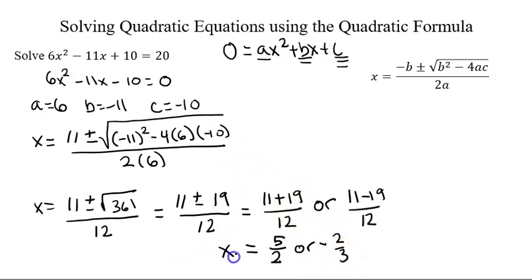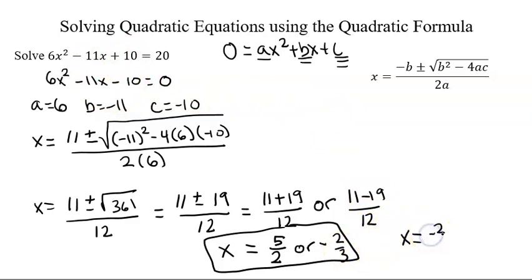So those are my solutions. These are the values of x that, when plugged into my original equation using my calculator, should give me both sides equal to 20. Another way to write this would just be x equals, and I like to write it from least to greatest, so negative 2/3, comma, 5/2. So there you go.